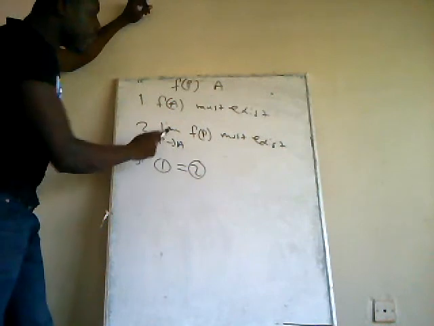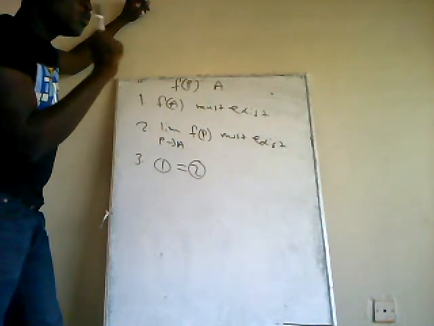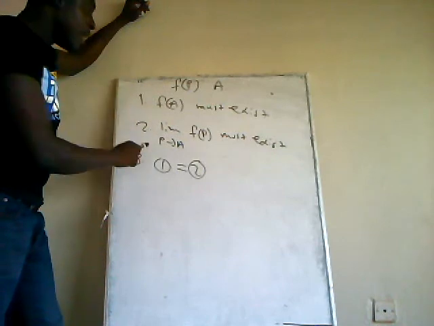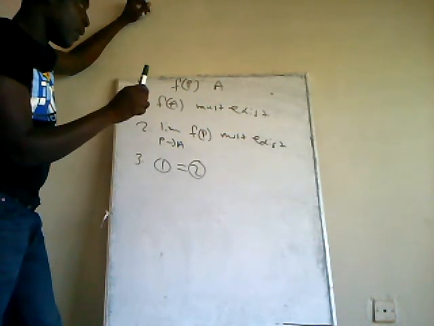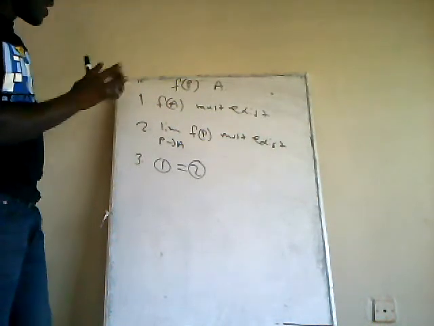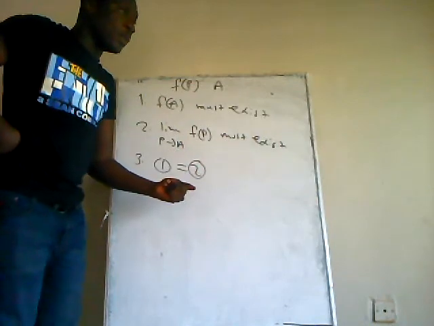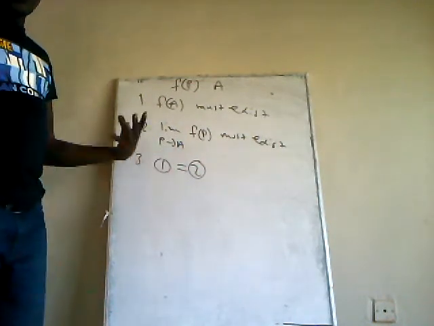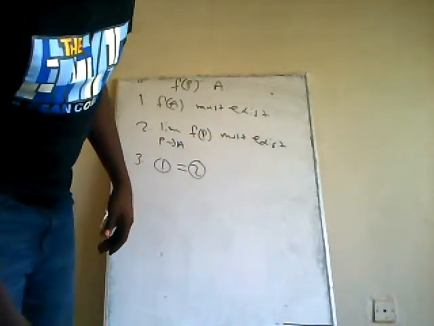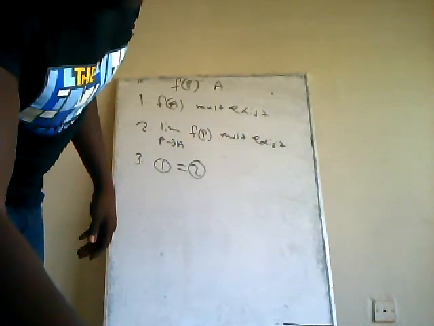Now, if this does not exist, the discontinuity is essential. If this does not exist either, the discontinuity is essential. So if either of these does not exist, we have an essential discontinuity. But if they both exist but are not equal, we say that the discontinuity is removable.